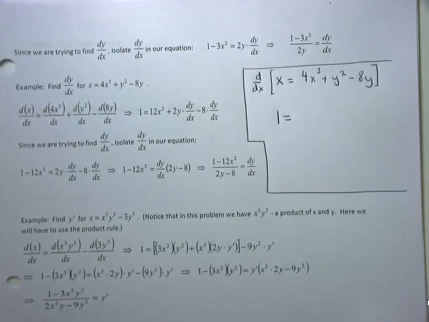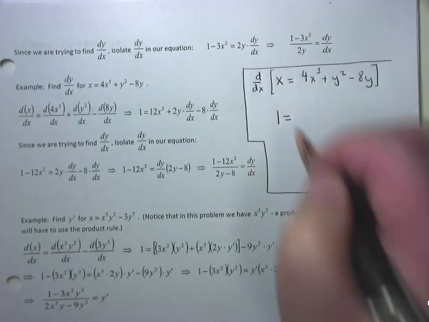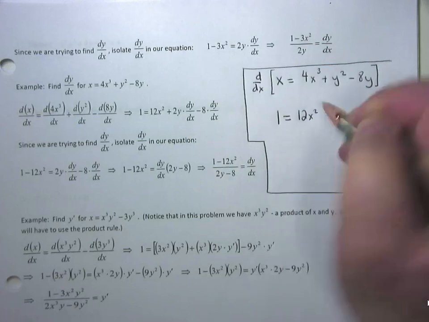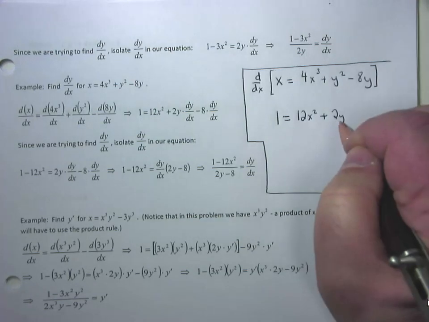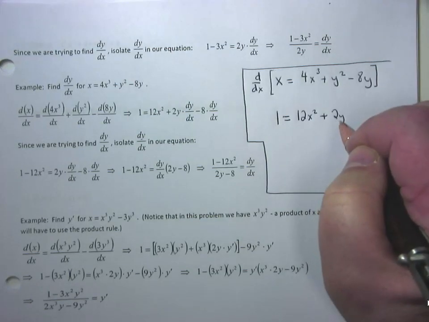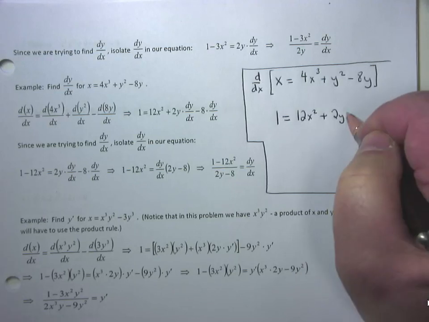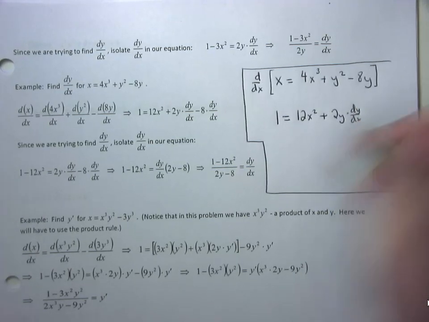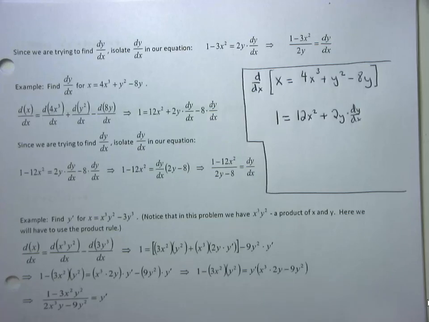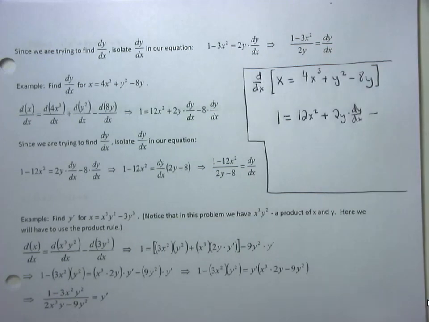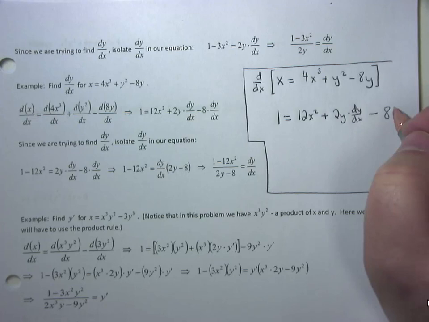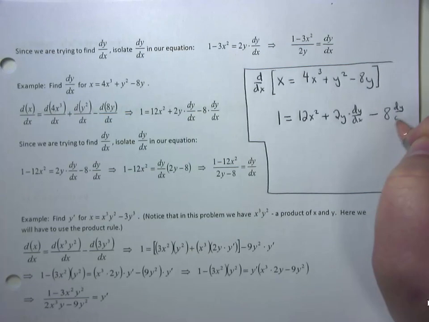What's the derivative of 4x cubed? 12x squared plus, here it comes, what is the derivative of y squared? 2y, chain rule, times the derivative of the inside, times dy/dx. Every time you take the derivative of a y variable, you've got to tack on that dy/dx from the chain rule, the derivative of the inside. I'm not done yet. Minus, what's the derivative of 8y? 8, but it's a y variable, so you've got to tack on that times dy/dx.